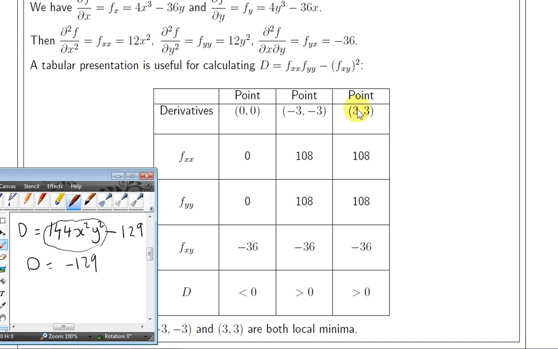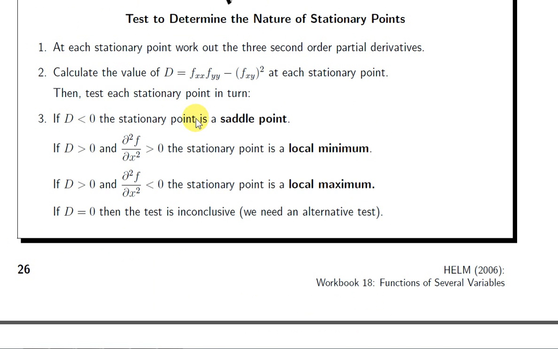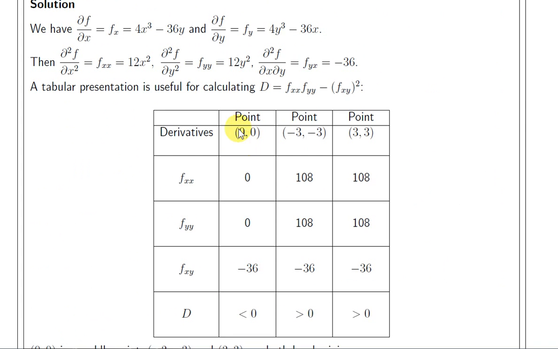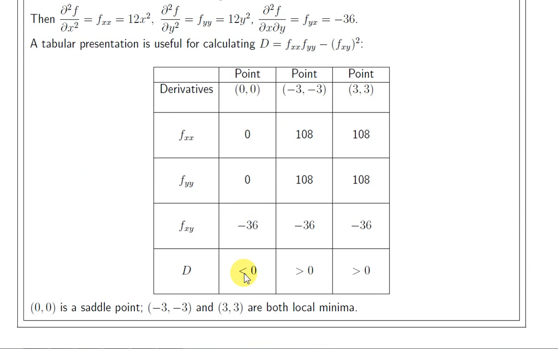What about the point 3, 3? Well, that's also going to be positive. 3 squared times 3 squared times plus 144. That's going to have much greater magnitude than minus 1296. So D is going to come out positive there as well. So when D is less than 0, the stationary point is a saddle point. So obviously the stationary point 0, 0 is a saddle point. D is less than 0 there.